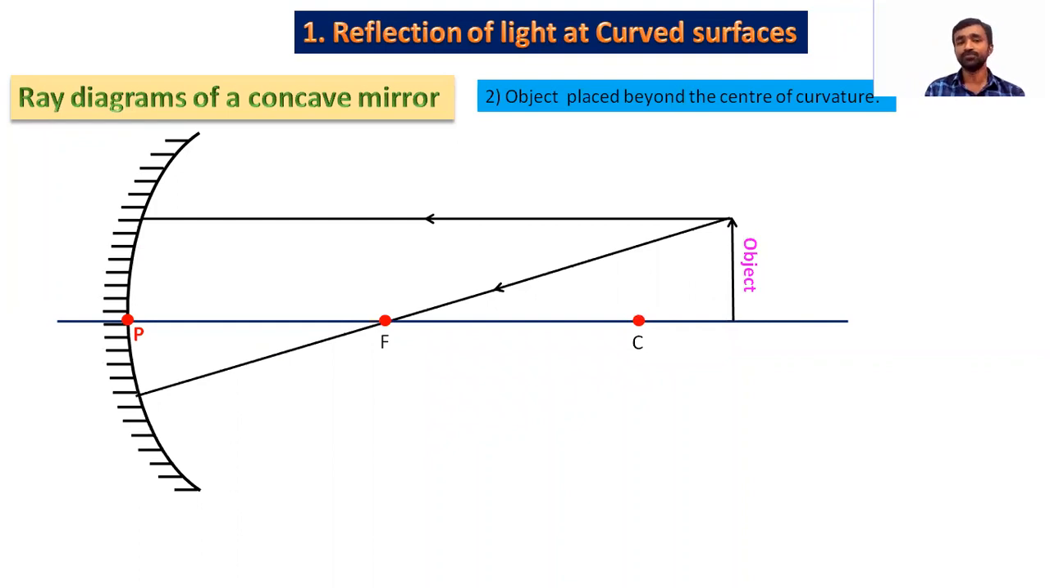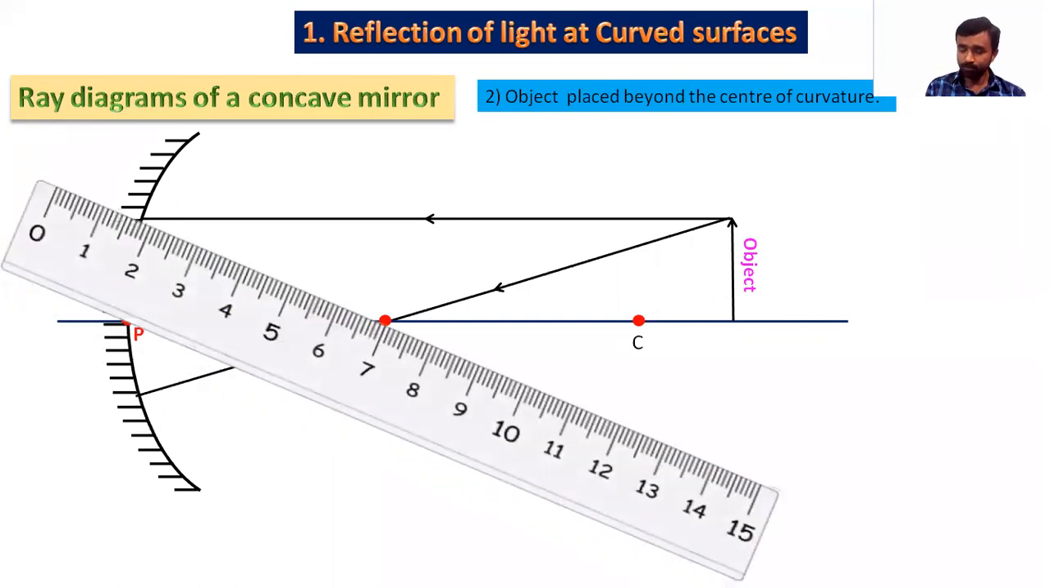Then what to do? Draw the reflected rays as you generalized. So R1 is parallel to the principal axis. After reflection, it passes through the focus, right? So here, place the scale as you see here by joining the point of incidence given by R1 and the focus. Then draw the reflected ray, which is passing through the focus. So the first one is completed.